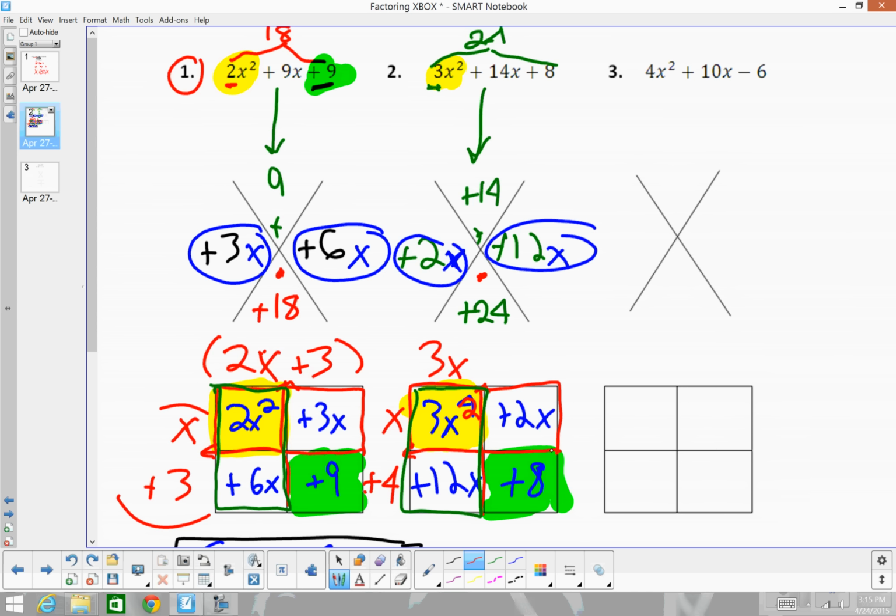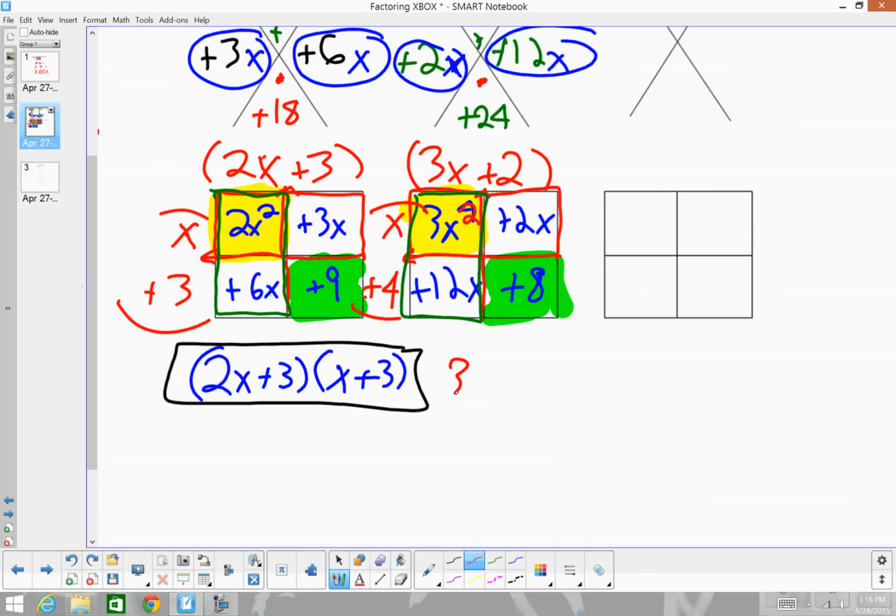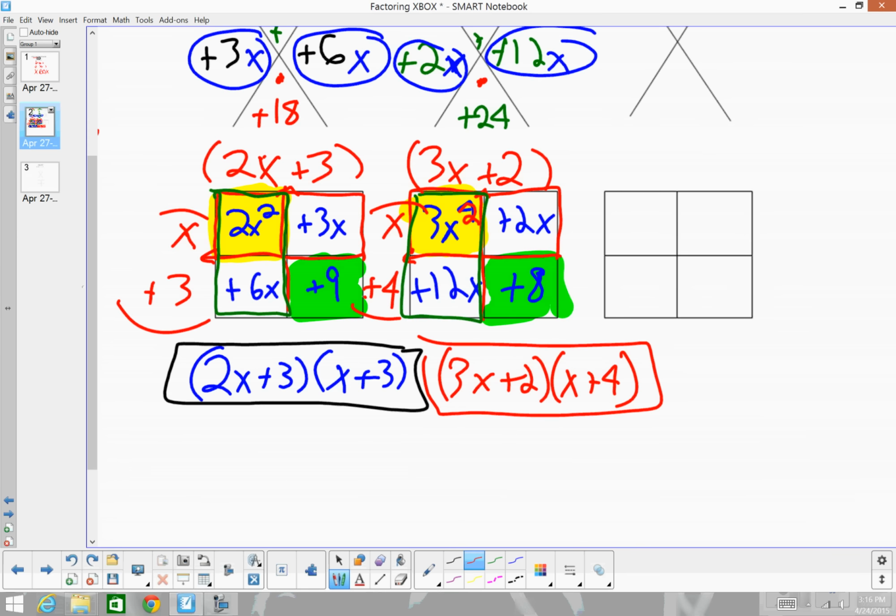Lastly, I have 2x and positive 8. Let's look at our numbers. 2 and 8. You can divide both of them by 2. And I have an x here and no x here, so I can't take an x. Last thing is the sign. That's a positive, so that has to be a positive. So if you look at your parentheses, it looks something like that. I'm just going to rewrite it down here. So you're going to have 3x plus 2 times x plus 4. And that's going to be your answer. You can multiply it out just to check my work.